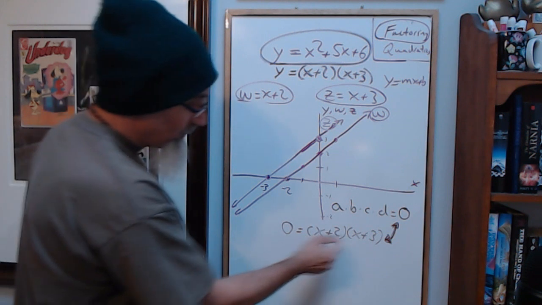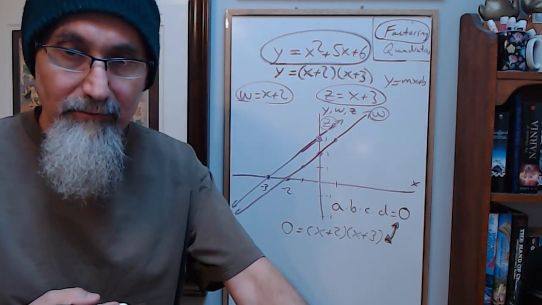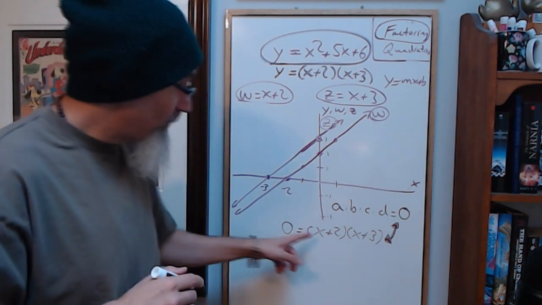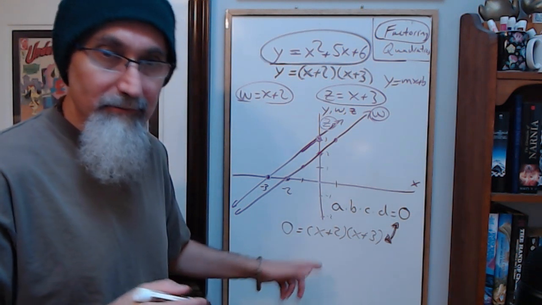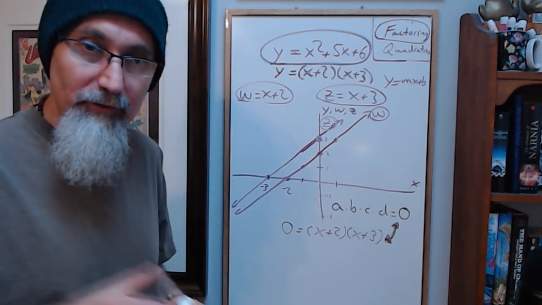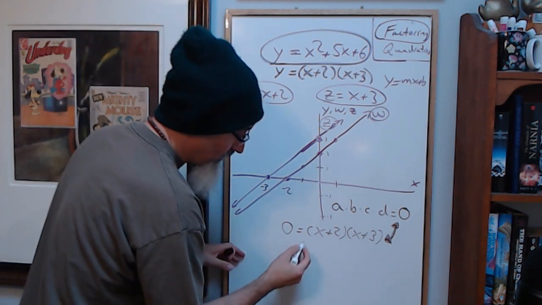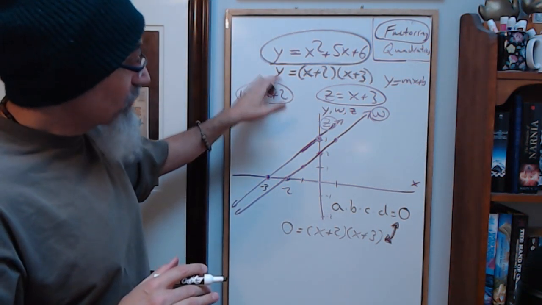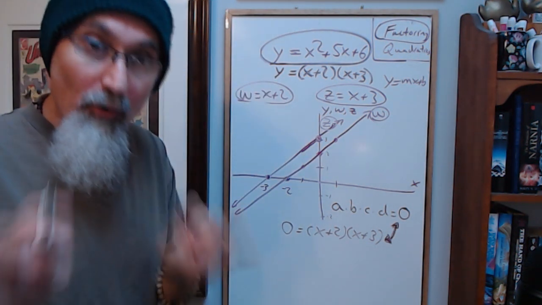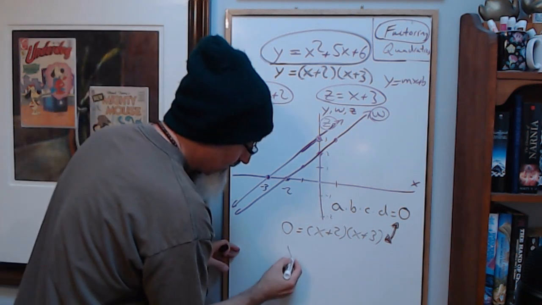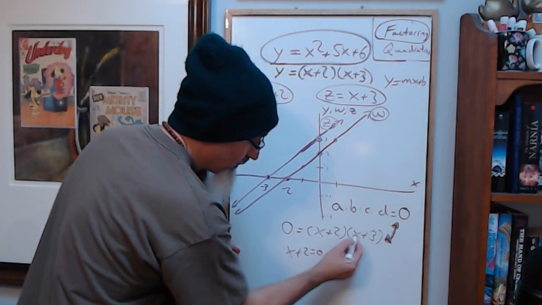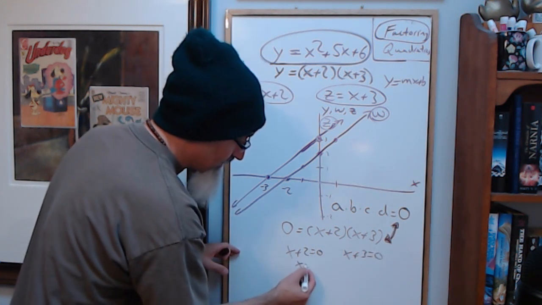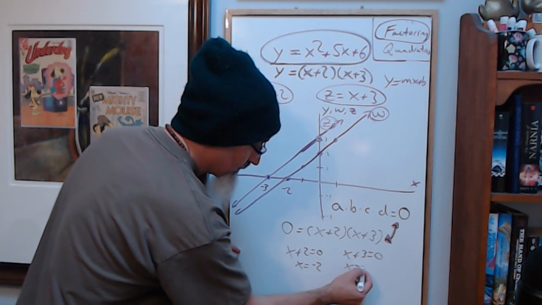We have two things multiplied together to give us 0. How is that possible? The only way that's possible is if one of them is equal to 0. So you set each one equal to 0. This function crosses the x-axis only when either x plus 2 is equal to 0 or x plus 3 is equal to 0. That means x is equal to negative 2 and x is equal to negative 3.